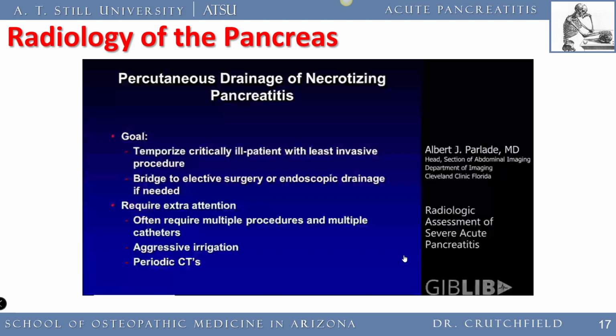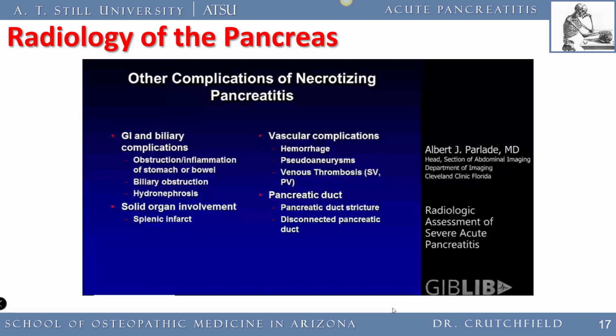The one thing to keep in mind is that these pancreatic collections are very complex, very viscous. They have solid components, and they can be very difficult to drain, so they require more attention than other types of collections. You may have to place multiple drains, you may have to go back to drain multiple times, and it's going to require aggressive irrigation and probably repeat imaging to see how well it's draining and whether or not more drains have to be placed.